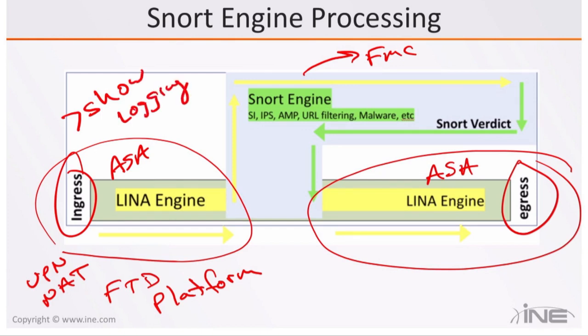But the Snort engine here, we're looking at security intelligence, white and blacklists of IPs, and that's layer 3. We also have layer 7 security intelligence: URL and DNS, IPS, AMP, URL filtering, malware. This is all part of the Snort engine. It's not just IPS in itself. It's all of this. The packet gets a Snort verdict and gives that to the Lina engine to drop or be forwarded.